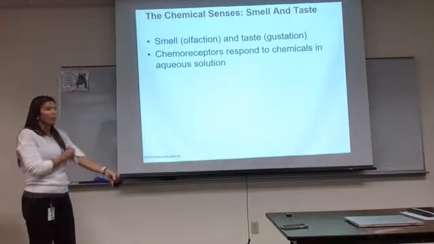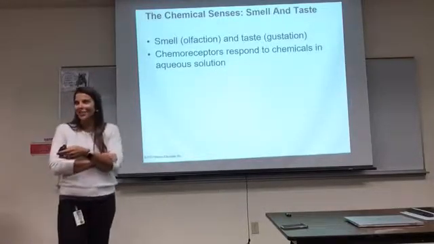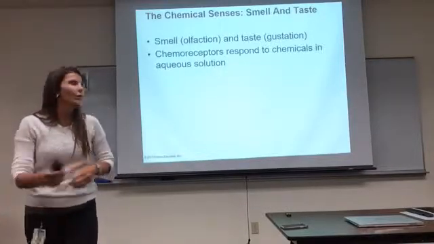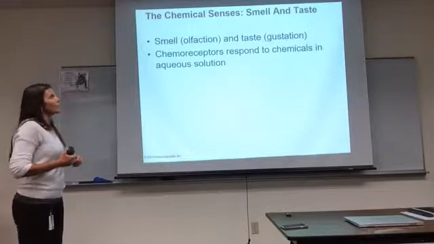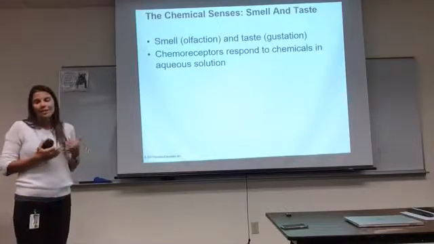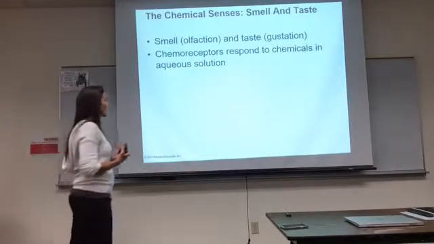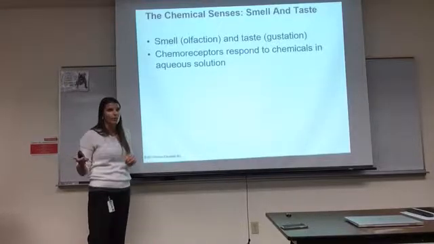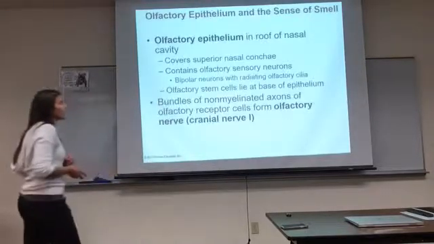Okay, we are done with vision. Now we're going into the rest of our senses. So I told you vision was the biggest part, and then we get into the rest of it. So chemical senses. Smell is olfaction, taste is gustation. We use chemoreceptors to carry out both of these. Okay, so chemicals are used for both smell and taste.